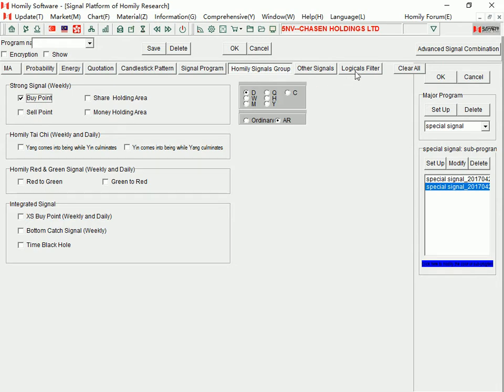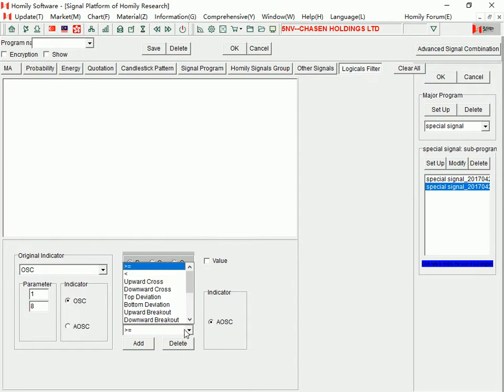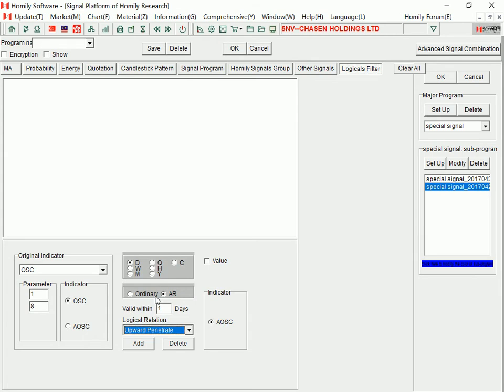Then third step, click logical filter. Change the original indicator to OSC, because OSC belongs to energy indicator. So click OSC, change the parameter to 1 and 8. The parameter is 1 and 8. Then click the logical relation. Change the parameter to upward penetrate. Then we click add. This is the steps for the third signal.